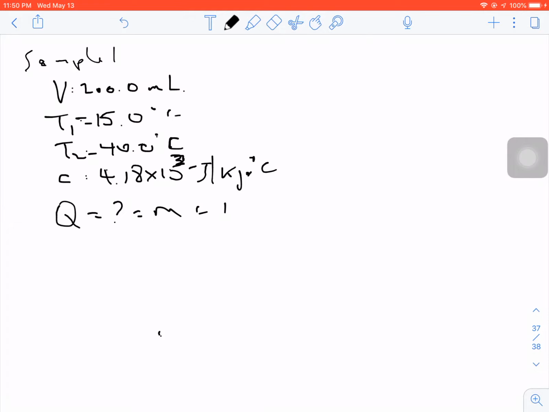I need to know the C value for water, and I need to know delta T for water. Now, I know the C, and I know delta T, T2 minus T1. I don't know the mass yet, but one of the nice things about water is 1 gram is equal to 1 milliliter. So if I use my conversion here, I know that 1.00 grams of water is the same as 1.00 milliliters of water.